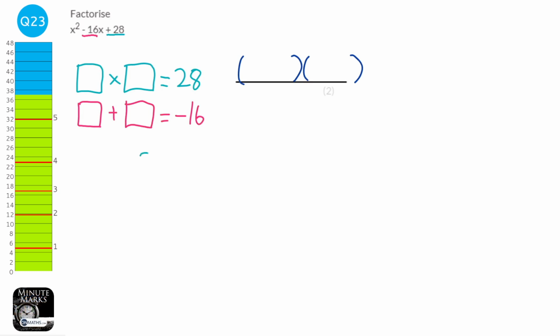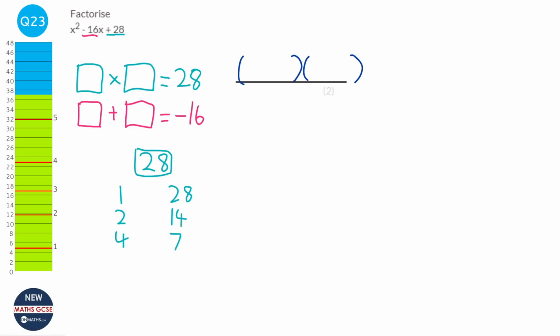Something you can do is quickly write down the factors of 28. That's going to be 1 and 28, 2 and 14, 4 and 7. Now, they can actually both be negative as well. So minus 1 and minus 28 still multiply together to make 28, minus 2 and minus 14, and minus 4 and minus 7. But they need to add together to make minus 16.